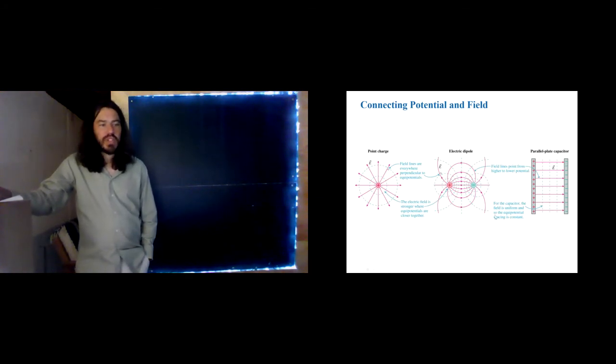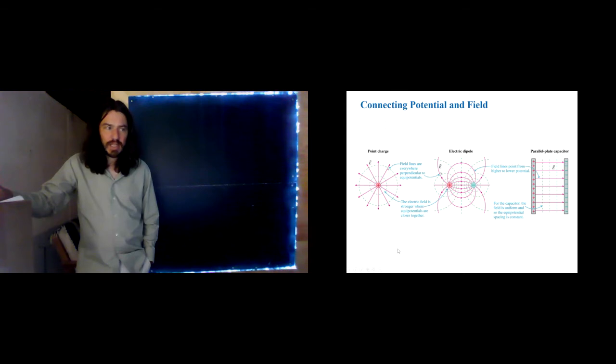Here are a couple of situations that we've talked about. Here is a point charge. The electric field due to a point charge points straight away from it. Everywhere, the field lines are perpendicular to the equipotential lines. These equipotential lines, notice the spacing gets greater as they go farther out. More on that in the next lecture.